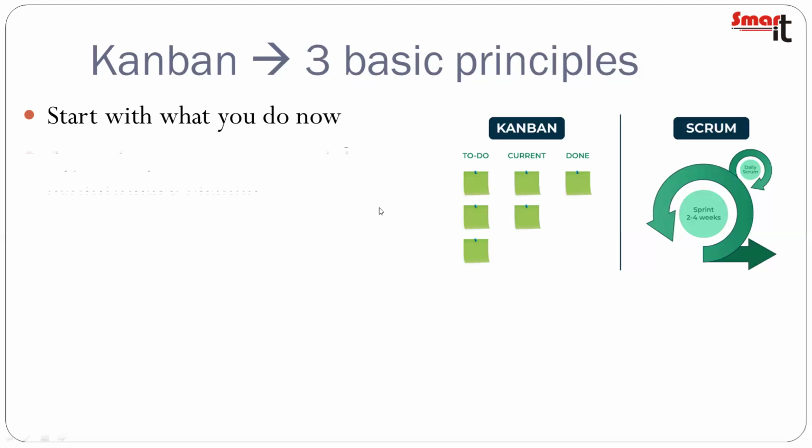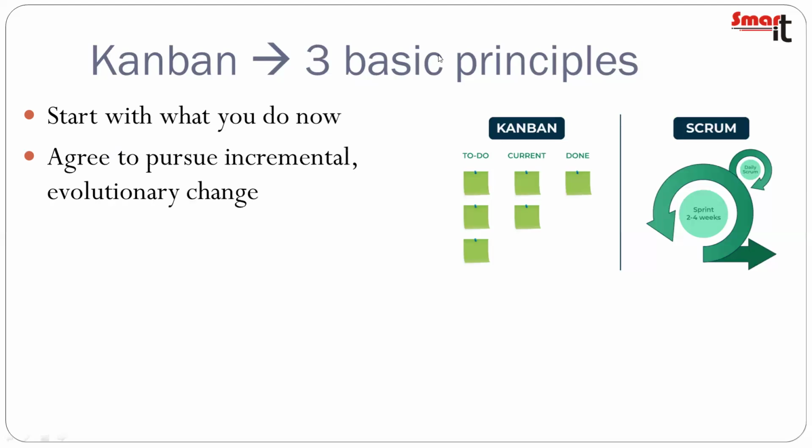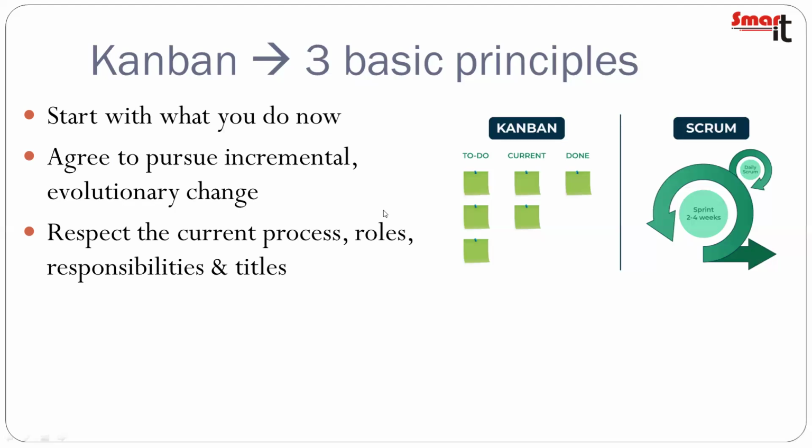Next, agree to pursue incremental, evolutionary change. Start with what you have now and don't stop there. Agree with the process: you have to make incremental, evolutionary change. It means little by little you try to improve. Start with what you have, then improve, change for the good, and bring the change into the process step by step, slowly.